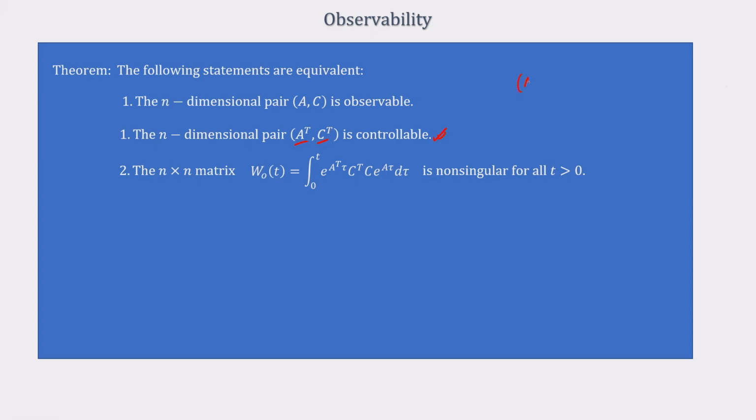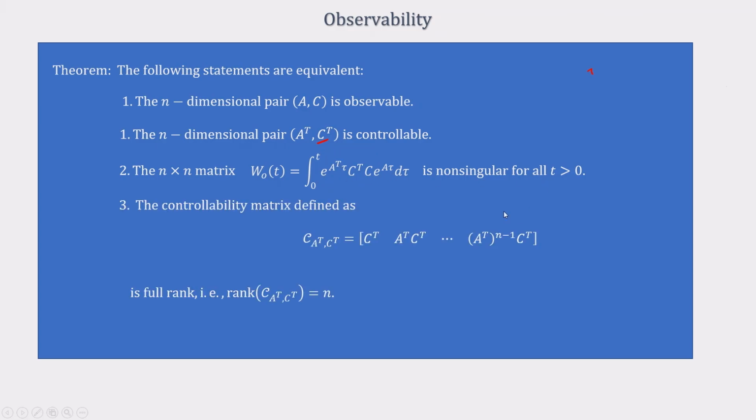Remember, if (A, B) is controllable, then we used to write that the integral from 0 to t of e to the power of A tau B, B transpose e to the power of A transpose tau d tau was always non-singular. This we used to do, right. You can go back to the lectures and check. So, that is what I am doing here also. In place of A I am just writing A transpose, in place of B I am writing C transpose, and this is what I get.